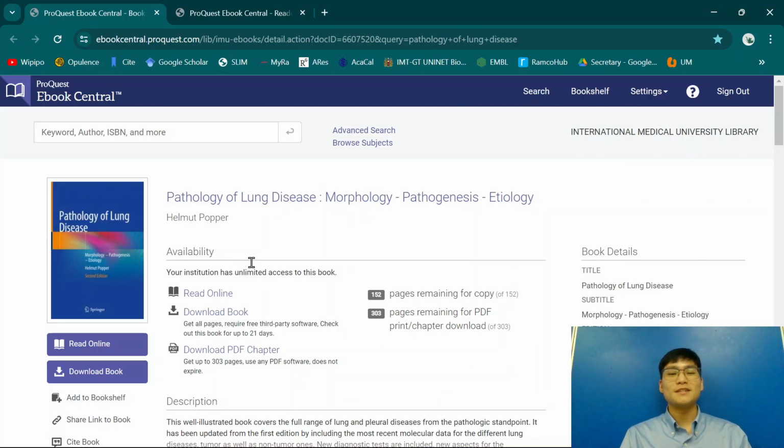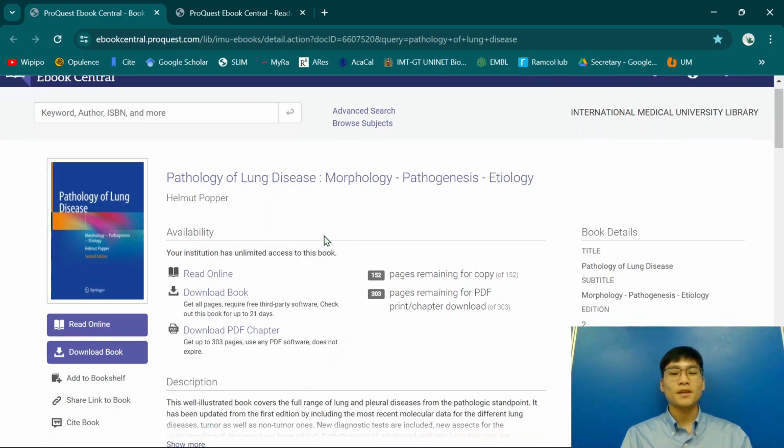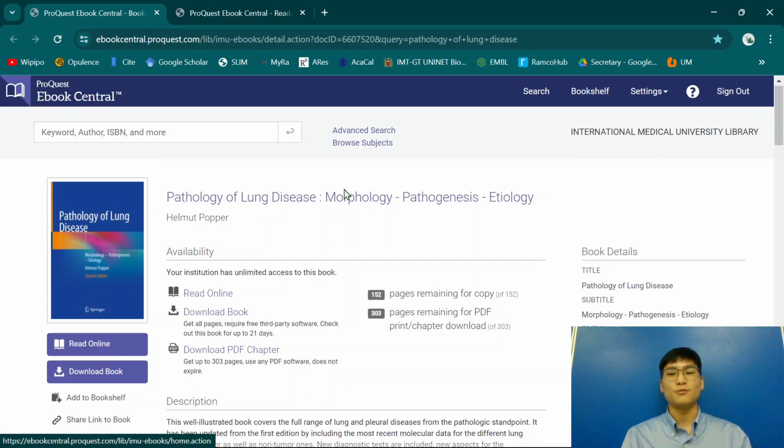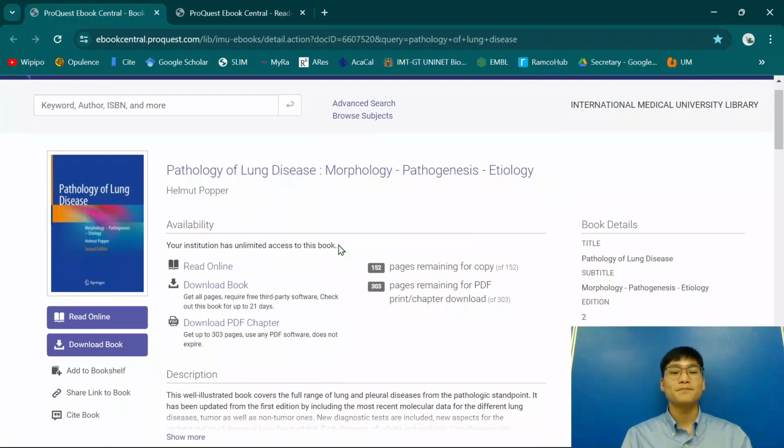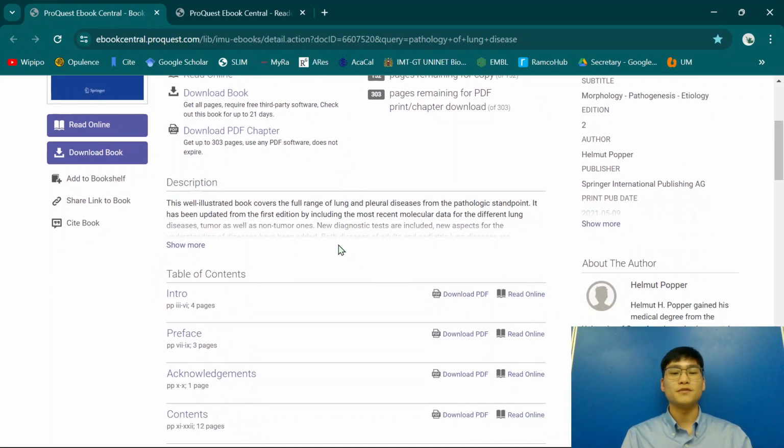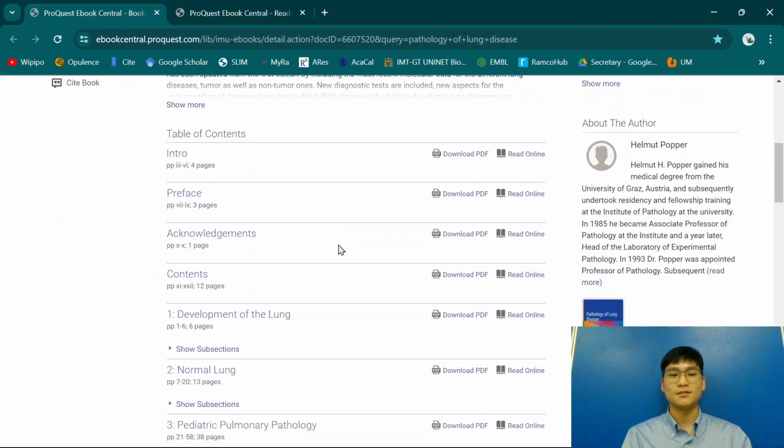So today I'll be discussing the book Pathology of Lung Diseases: Morphology, Pathogenesis and Etiology by Helmut. This book can be accessed on ProQuest with access given by IMU. Now let's start with a brief description of what this book has in store for us.